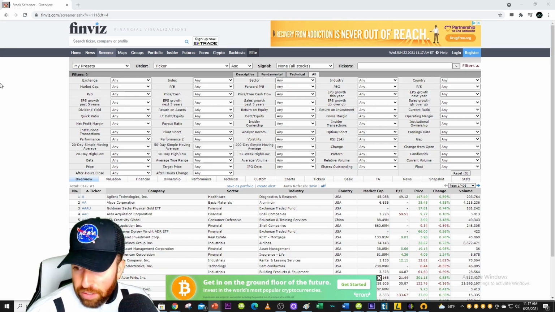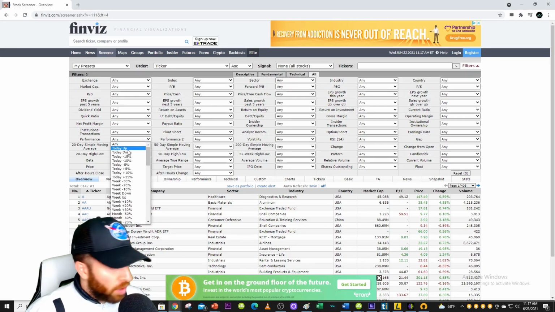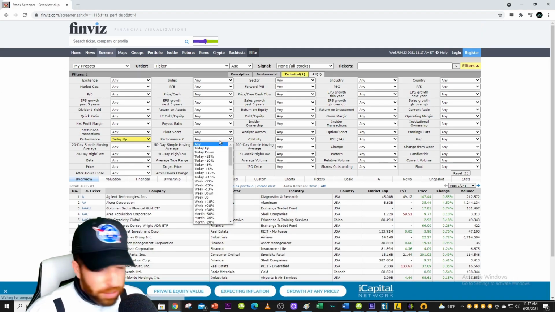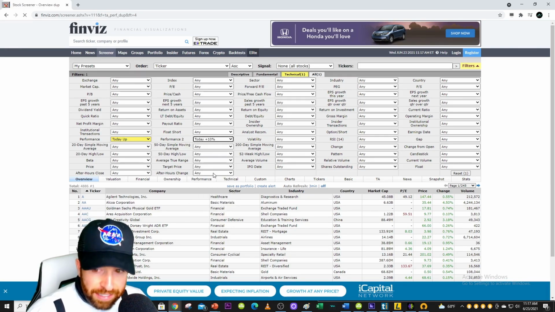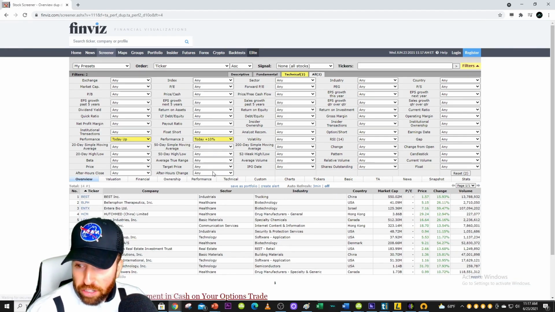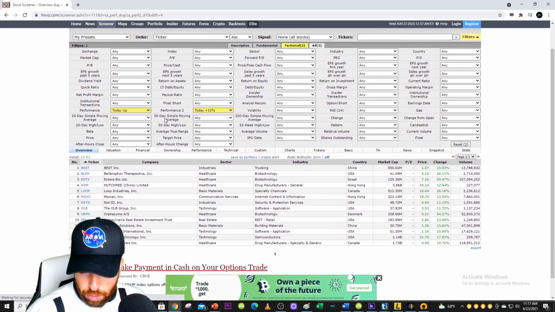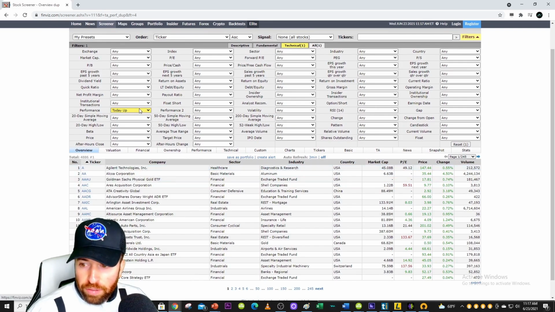So let's go here. Let's go to performance. Let's go to today up. Performance number 2. We're going to go with today at least 10%, which shows that it's moving on up a good amount. And again, already, look what we've done. Just by going up by 10%, we are cutting out. Look how many stocks we go through.